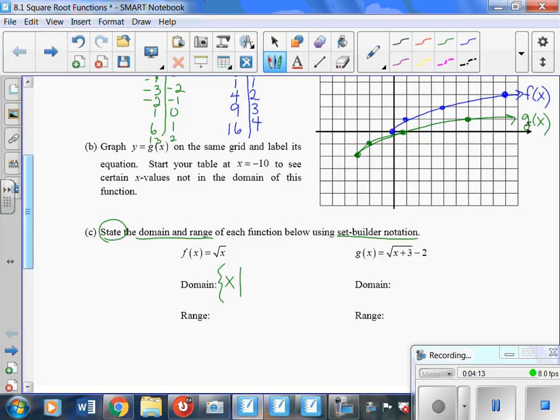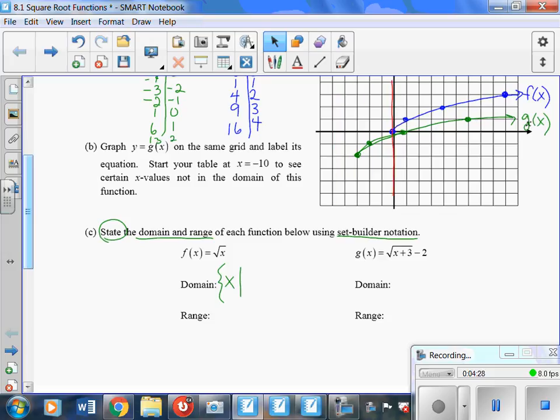So what happens here? I'm going to remind you that domain are our x values. So x values are the lines that go vertically. So I'm looking for my lower bound for my blue function, which is my f of x.